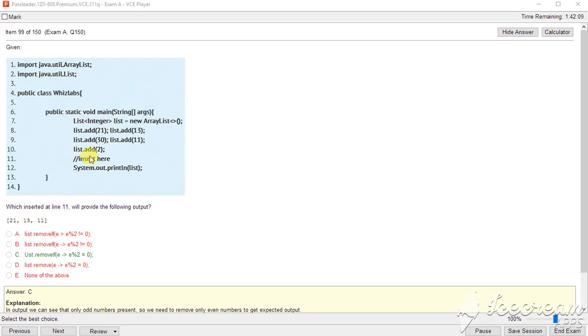Remember, in the list they added 21, 13, 30, 11 and 2. 15 was never added in the list, but the whole idea of the question was for you to see the type of elements that are going to be removed. So when you look at this, let's say we correct all the issues by changing this to list, and then instead of having equals to here, we have exactly equals to.